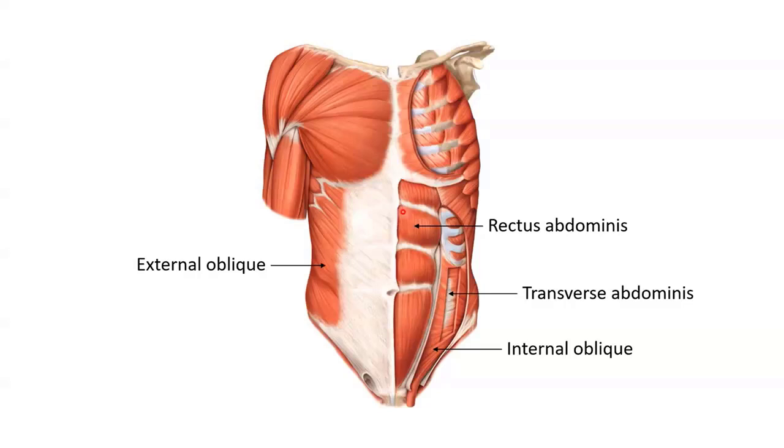When this muscle contracts and shortens, it will cause flexion of the trunk, so bending forward. And in a lean, muscular individual, this is the muscle that will cause that six-pack look.